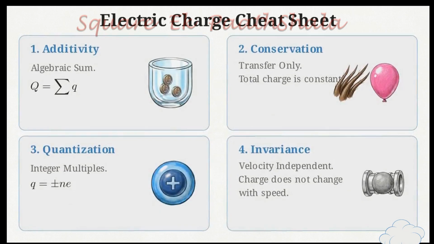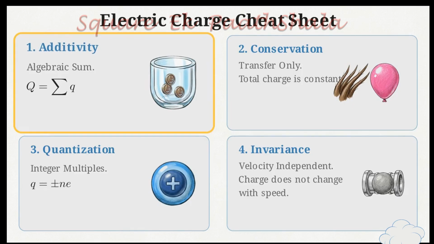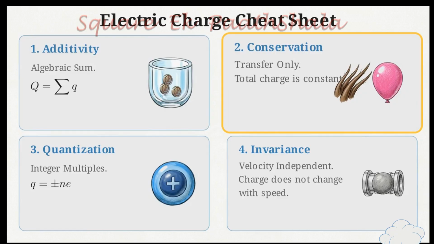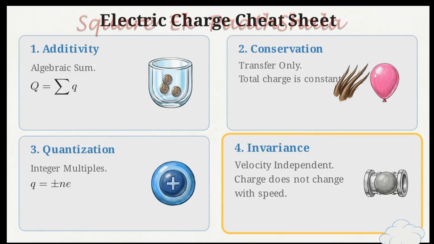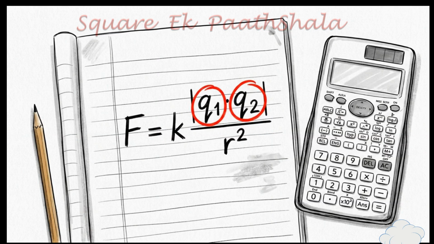This is your Class 12 cheat sheet. Grab a screenshot. The 4 pillars. Additivity proves charge is an algebraic sum. Conservation shows it's transferred, never destroyed. Quantization restricts charge to whole numbers of E, and invariance proves it ignores velocity. Mastering these 4 properties provides the strict mathematical foundation you will need for every electromagnetism equation going forward.